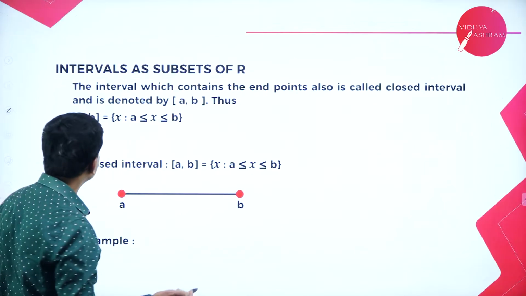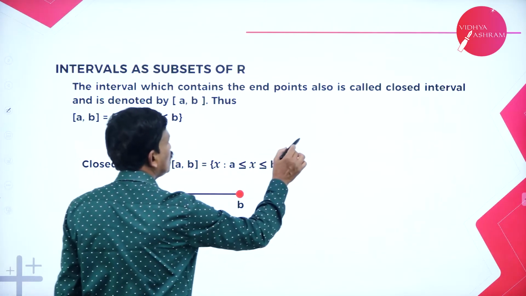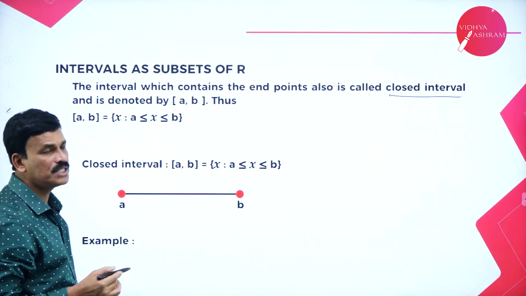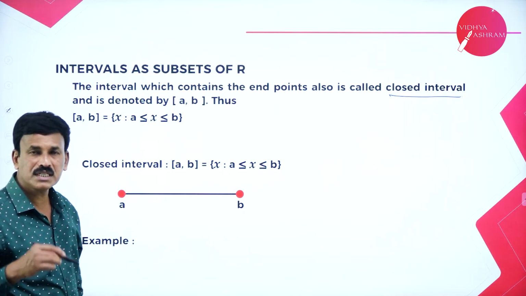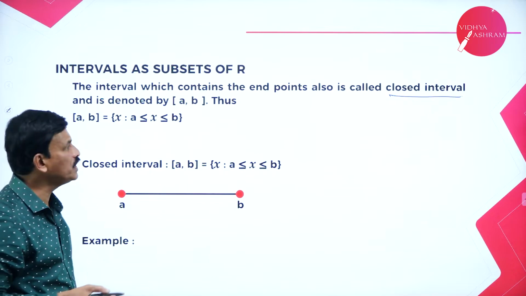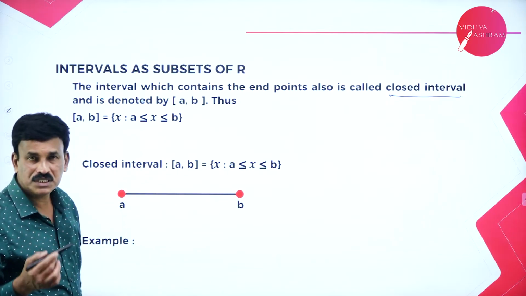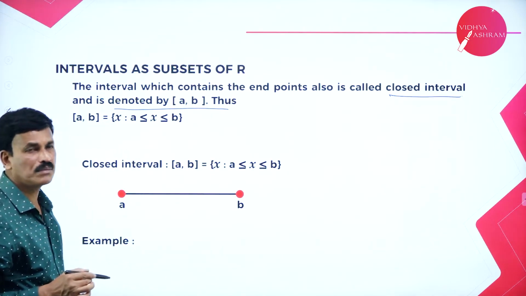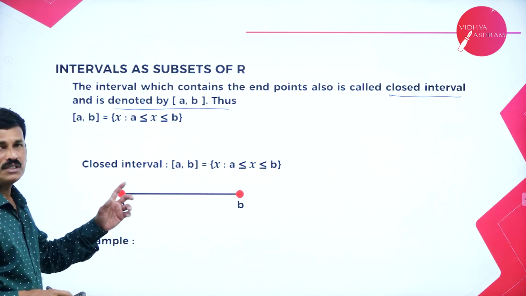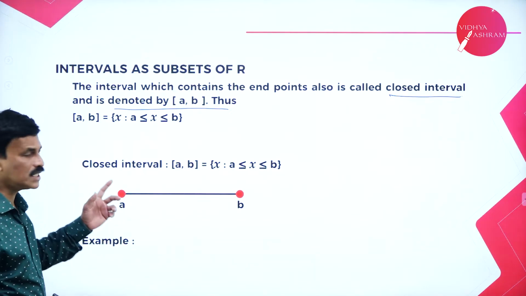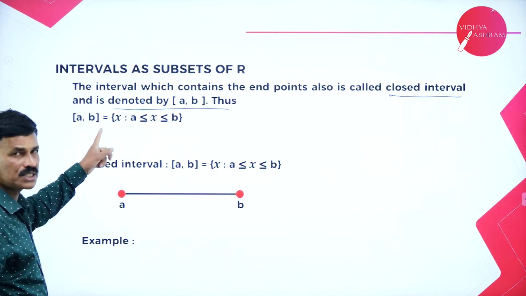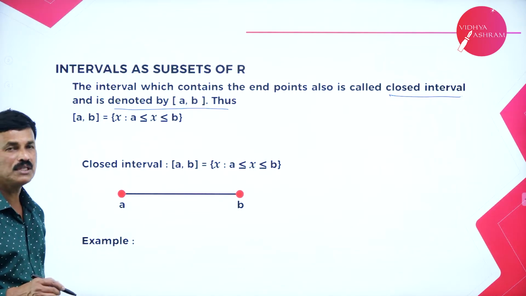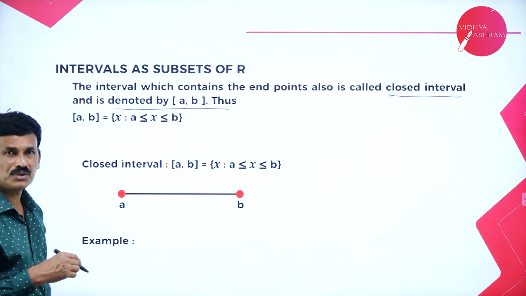Now let us come to the next one, the closed interval. An interval which contains the endpoints also, containing all the values including the endpoints, is called a closed interval, and it is denoted as [a, b], with big brackets. So if a and b belong to the set of real numbers, then the closed interval [a, b] is given by x such that a ≤ x ≤ b. That is, x lies between a and b, including a and b.